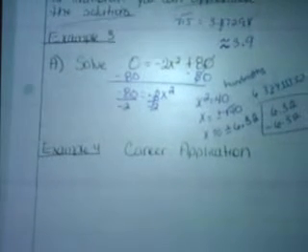Example 4 is a career application. It says you can use square roots by learning how much fencing to buy for a pet zoo. I can see architects using this quite a bit when they're designing. Grab my iPad right quick. Y'all should be looking at your iPad as well. Chapter 8, Lesson 7, application problem.